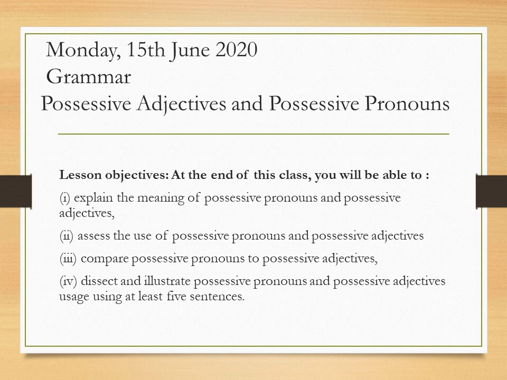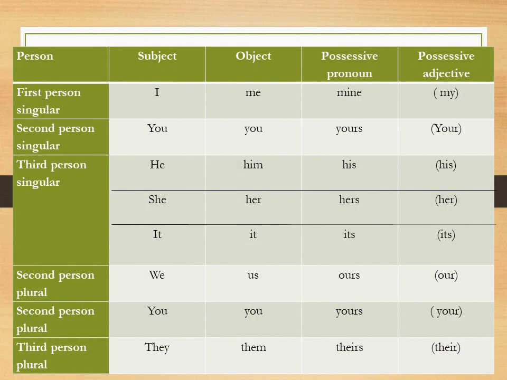We're going to look at the usage of possessive pronouns and possessive adjectives in sentences. When we say dissect, it means we're going to analyze each of them using sentences. Okay, children? So start with the personal pronoun. This table shows the personal pronouns.